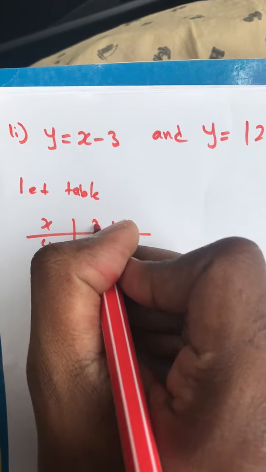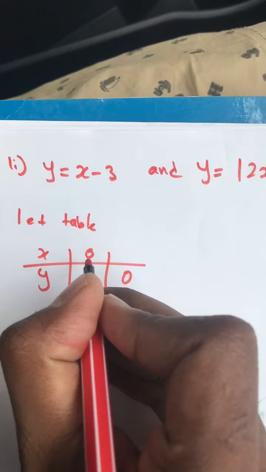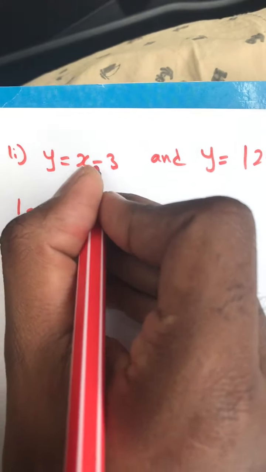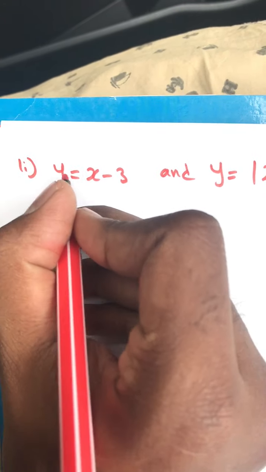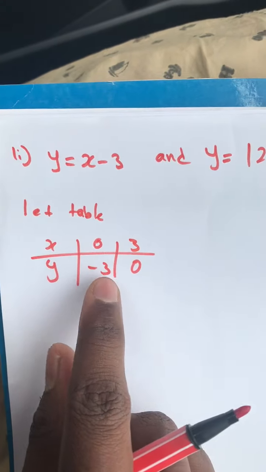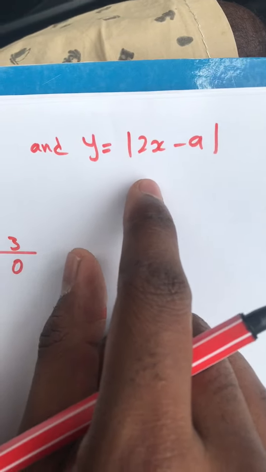I'm gonna put x as 0 and y as 0. So what is gonna happen here, when my x is 0, my y will be -3, and vice versa, when my y is 0, my x will be 3. So I already got one pair of coordinates here. Now I want to find another coordinate for you.